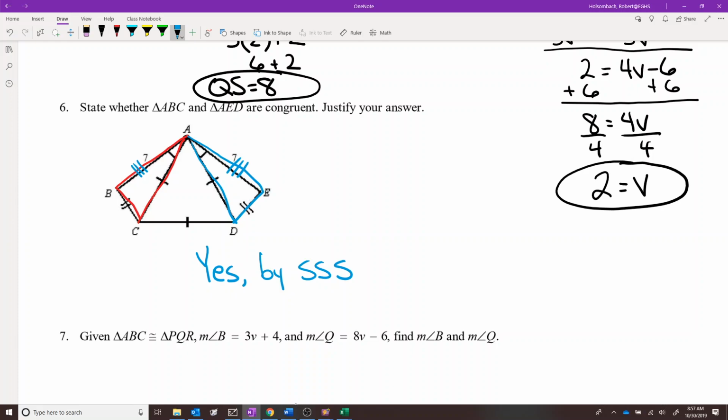But now, don't miss out on this. Alright? They each had a side with 7. Then they had a congruent angle. And then they had a congruent side with 1 tick mark. So aren't they also congruent by side, included angle, and a side? Alright, so yes, by side, side, side, and side, angle, side. Alright, they're congruent by both.